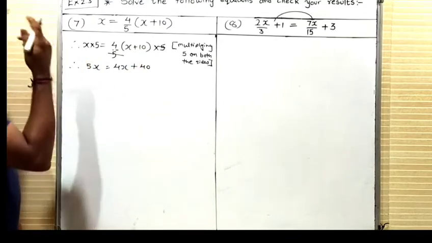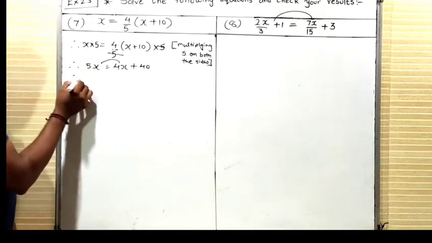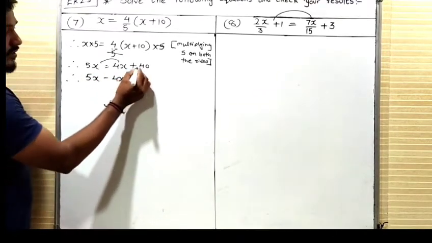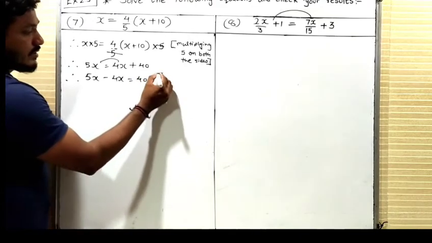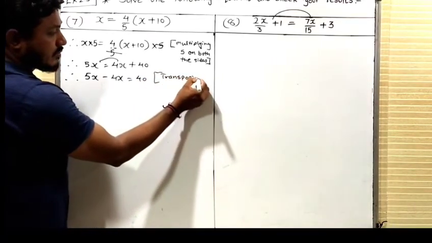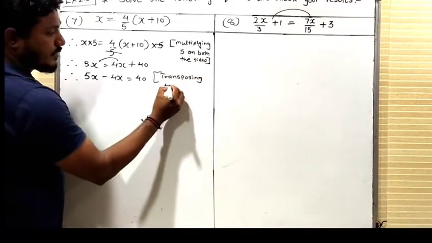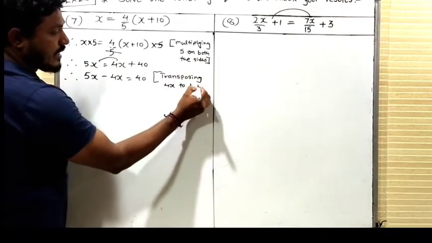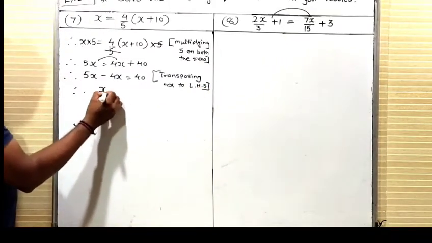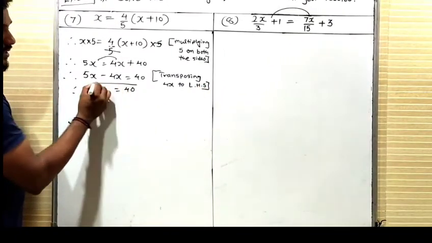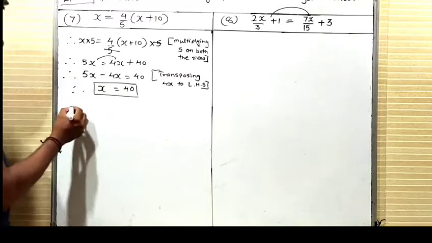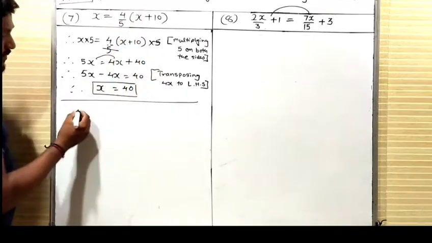Now dear student, your old step, that is transposing. Transpose your value of 4x toward your left. What is left? 40 is left. Write down over here: transposing 4x to LHS. By doing so, 5x minus 4x gives x. So dear student, in this particular question, we got the value of x as 40. Now we need to check the value, whether both sides are equal or not.